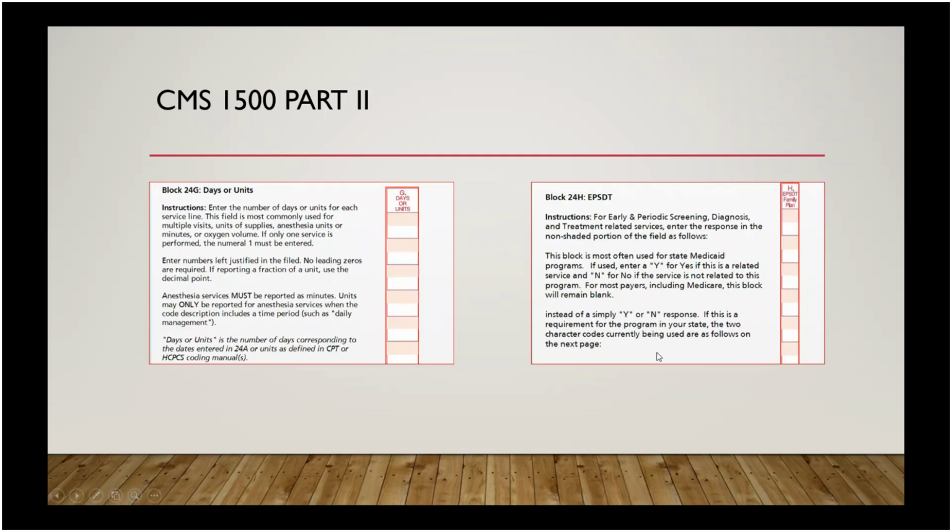Days or units. Depending on what the CPT or HCPCS is, you're going to use units in most cases. Days could be for the particular E&M evaluation. So units of supplies, units of anesthesia, or minutes, or oxygen volumes. Such as if we had a drug and it was for every 50 milligrams and they give 150, we would put 3 units there.